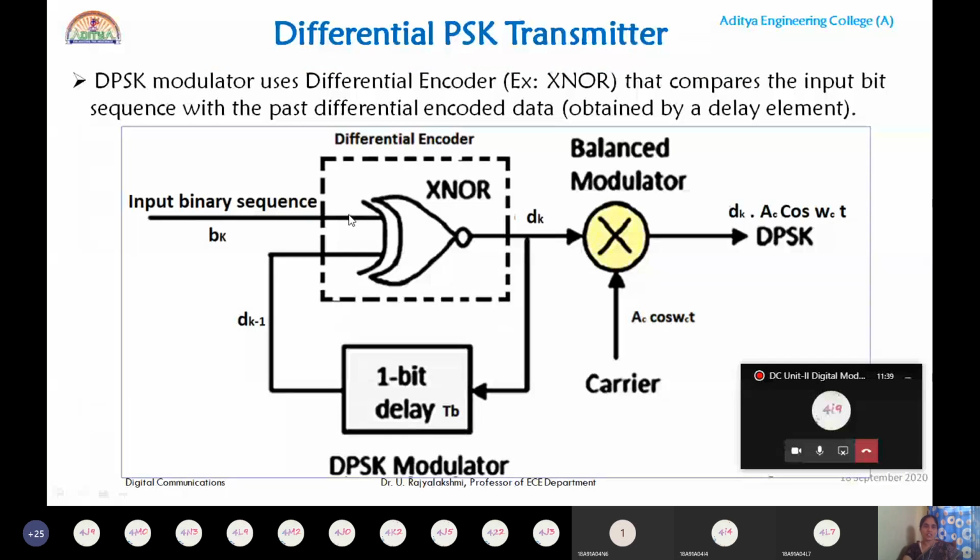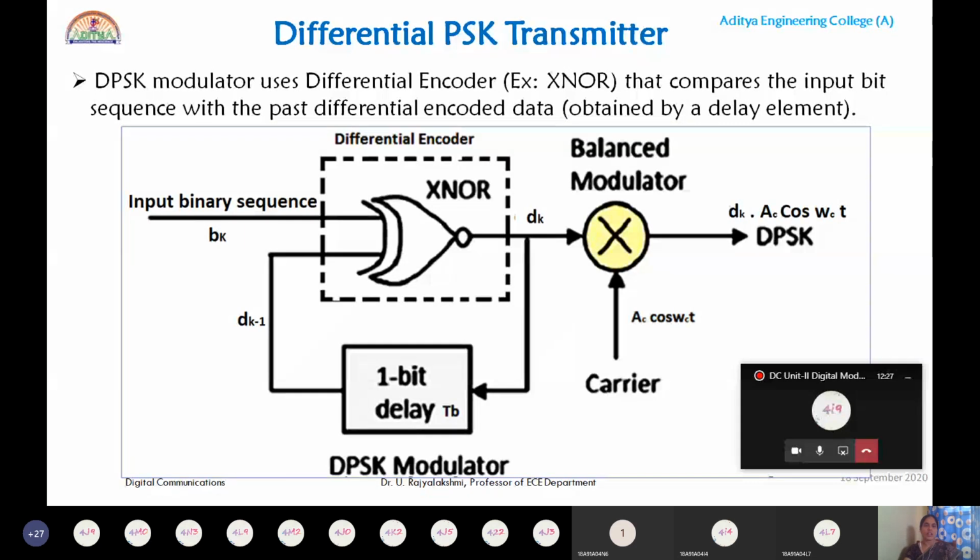Already we discussed this in the last class. The input binary sequence b_k is compared with the past differential encoder data, the past differential encoded data. How can you get the past data? By storing it in the delay element. This delay element, which is used in the feedback section, stores the past differential encoded output. The differential encoder output is represented by d_k, and that is fed back as a past element to the input of the differential encoder system. That past element from the delay element is represented by d_(k-1).